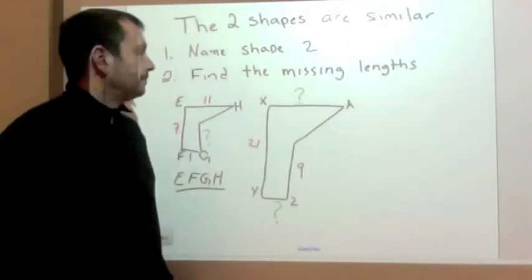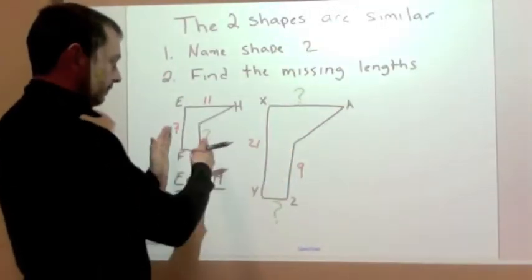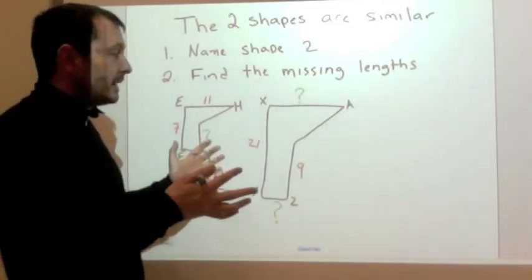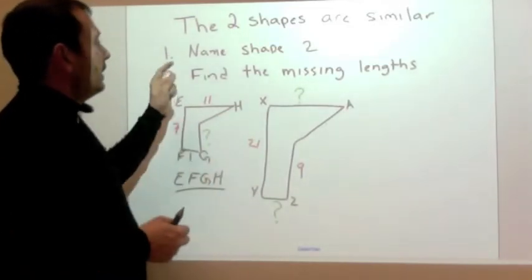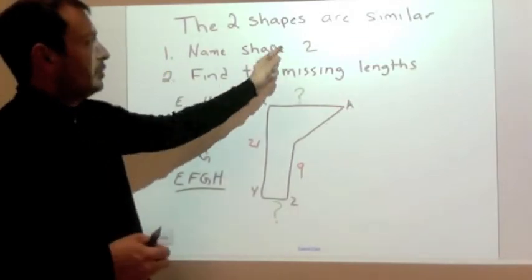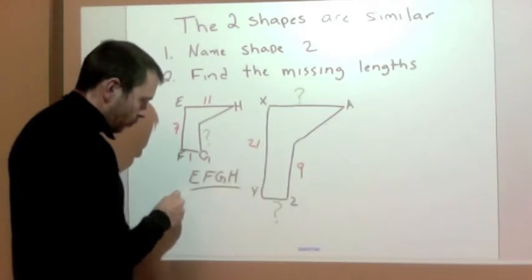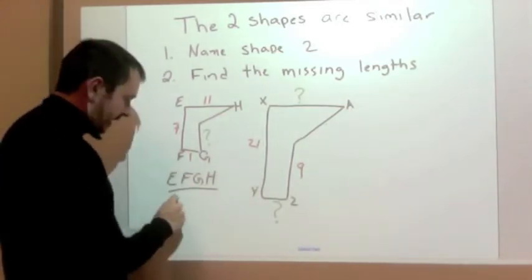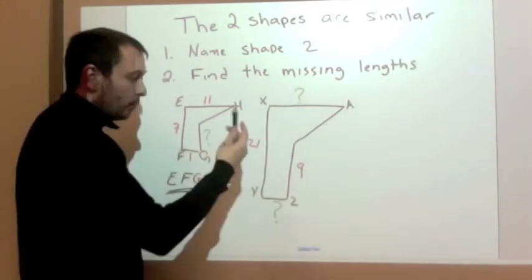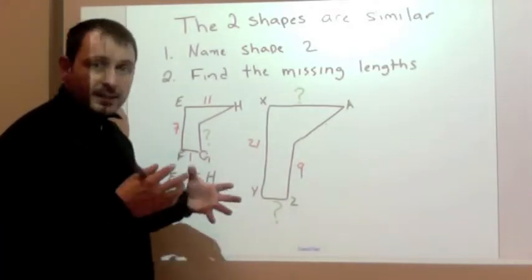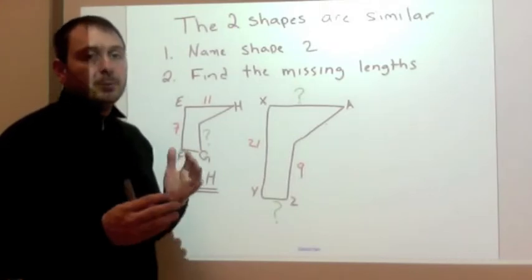Here's another example. The two shapes are similar. So I've drawn them up roughly. I guess if you measured them, they're not. But let's say the question tells you they're similar. Number 1, name shape 2. So if this is shape 1 here, and I've named shape 1 EFGH, then what is the name of this one? The key is to name them, not necessarily in alphabetical order, but to name them correspondingly.